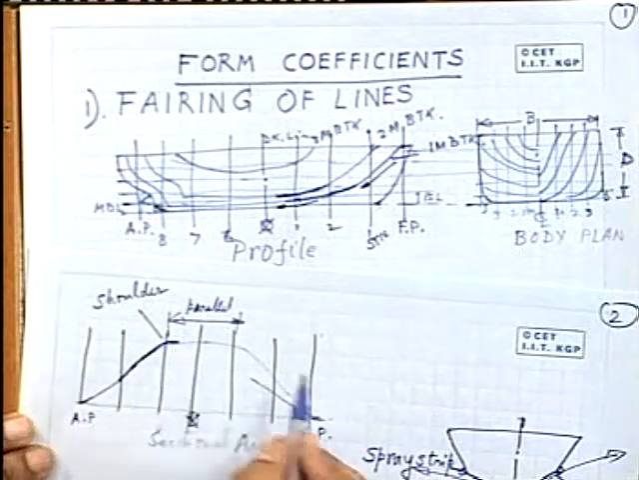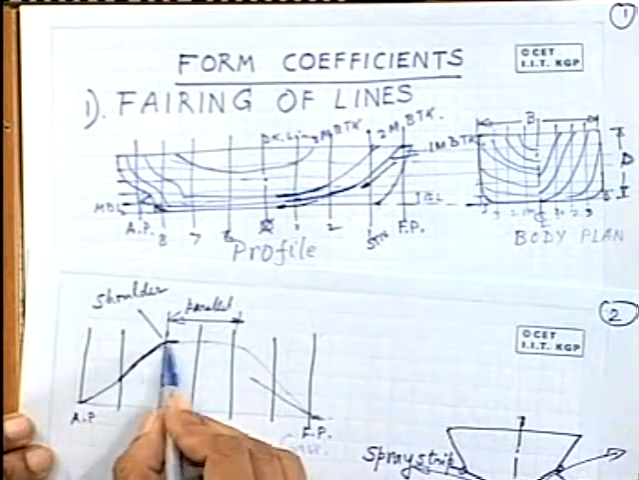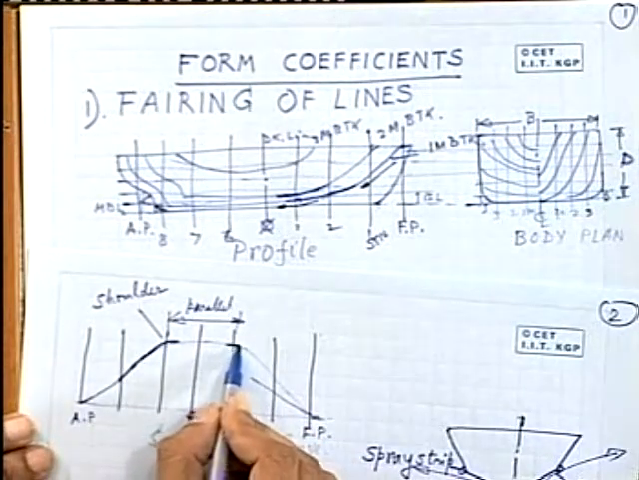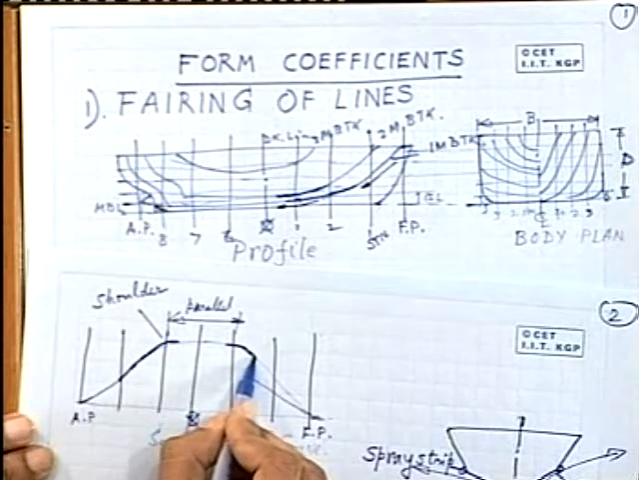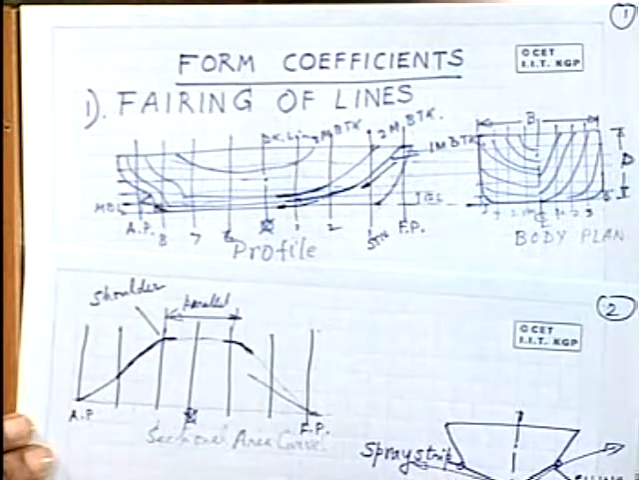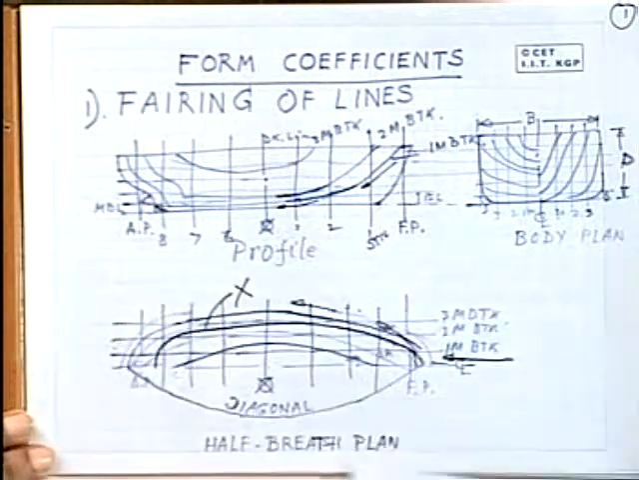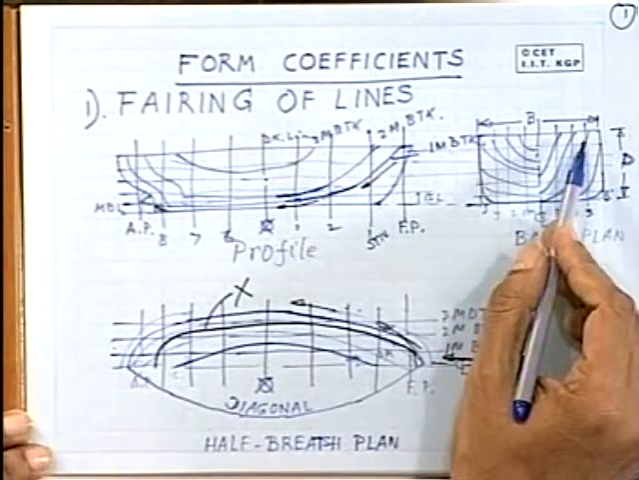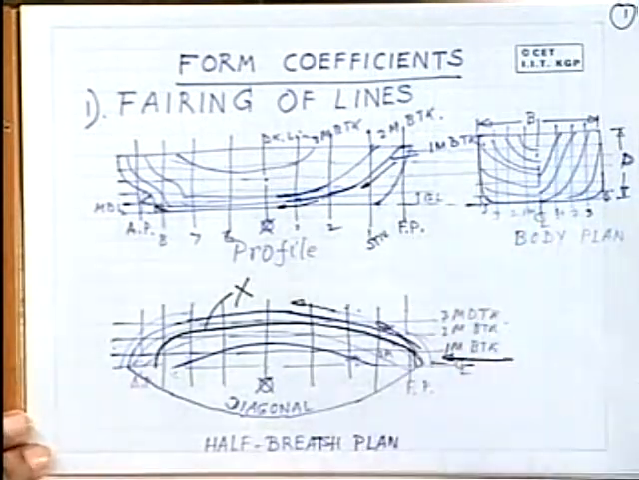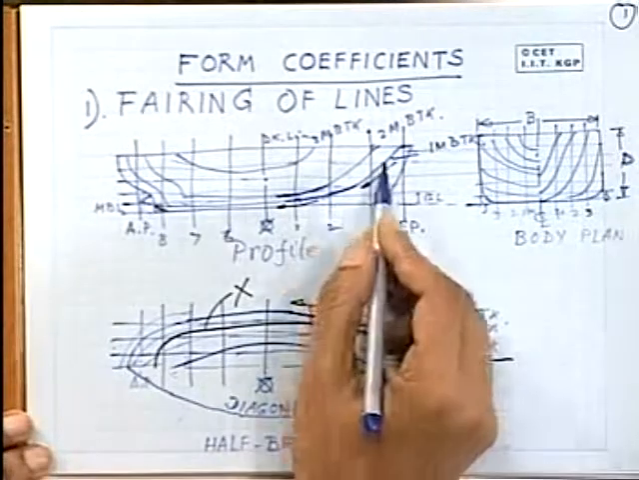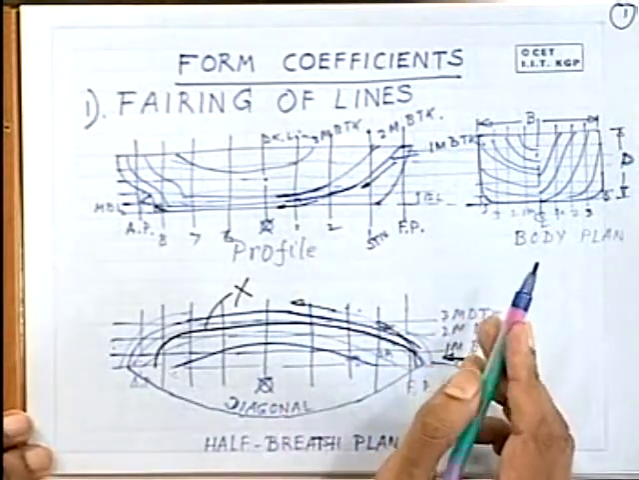Shoulders normally come at this region, just the outer limits of the parallel middle body. So any sharp shoulder is to be avoided in the sectional area curve. If you have any sharp shoulder, then there will be a drastic change in shape at the station just forward or aft of the parallel middle body. So again, that will be reflected in your lines drawing.